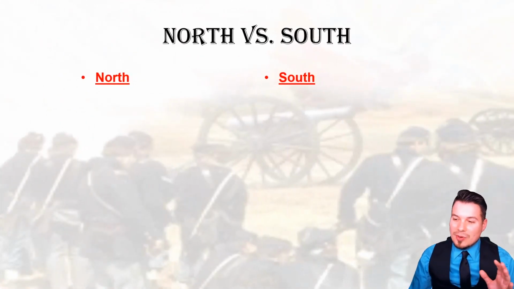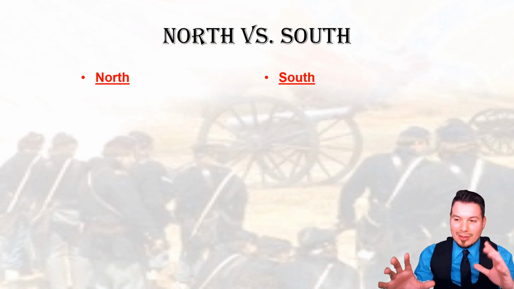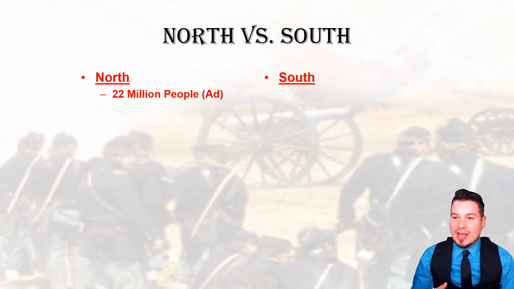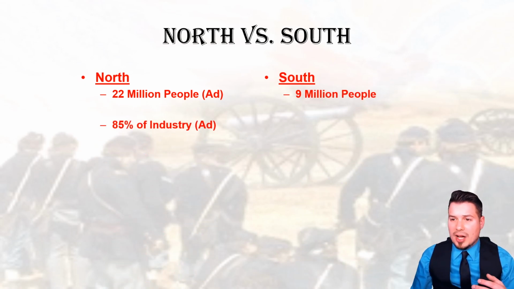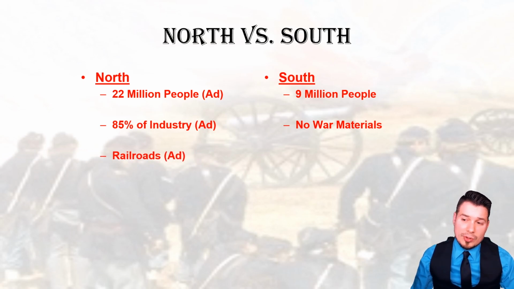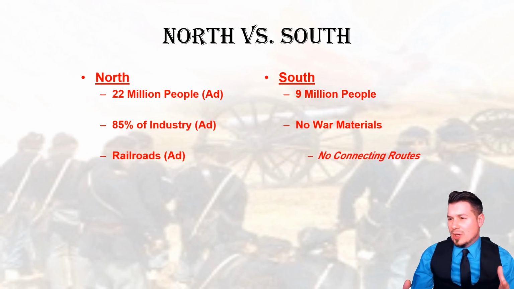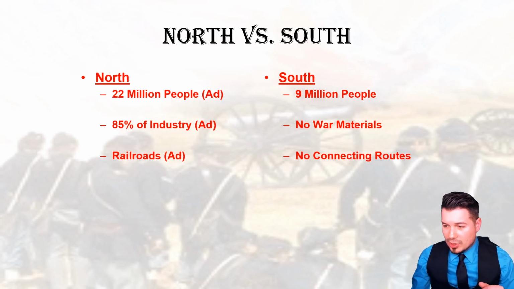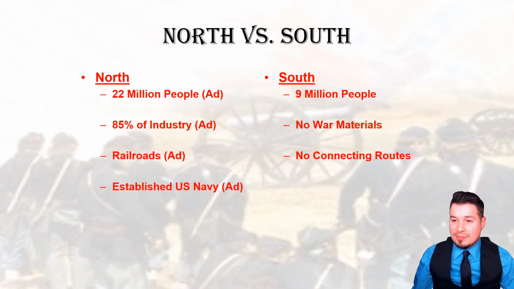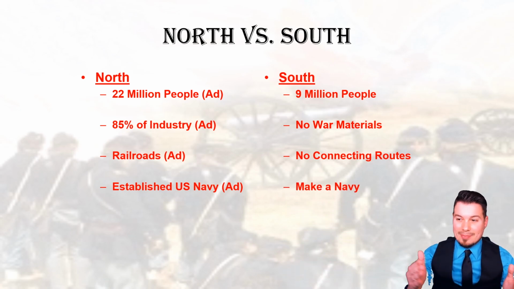So, again, to kind of set it all together here, the North's advantages are 22 million people versus 9 million in the South. That's huge. 85% of the industry, again, advantage for the North. No real war materials at the beginning of the war. Again, we have railroads in the North, huge advantage, and railroads in the South, but just not as connecting. Again, they didn't really connect as well because there weren't as many, wasn't as much need to. Establishing the U.S. Navy, boom, it's already established in the North. Again, the South had to make a Navy, had to make an Army.